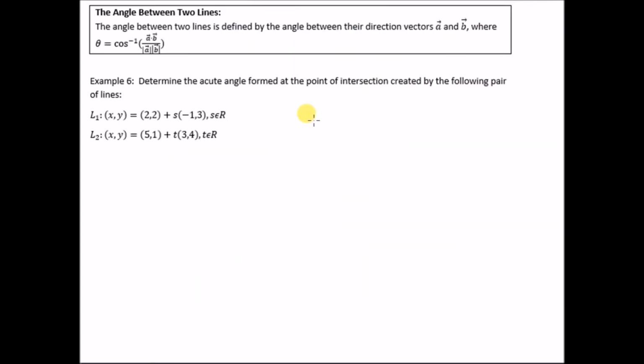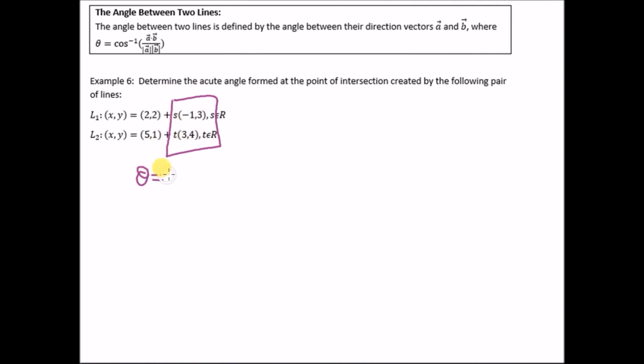Last little topic, the angle between two lines. The angle between two lines is defined by the angle between their direction vectors, A and B, where theta equals cos inverse of A dot B on the top, and the magnitude of A times the magnitude of B on the bottom. Example 6. Determine the acute angle formed at the point of intersection created by the following lines. We have line 1 and line 2. We're going to focus on the direction vectors here: (-1, 3) and (3, 4).